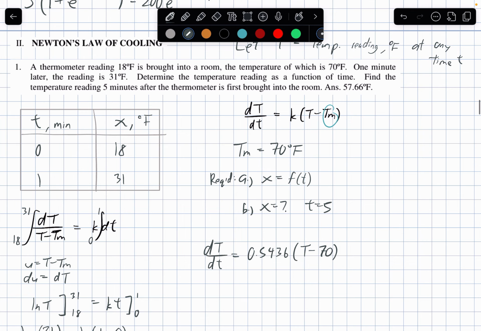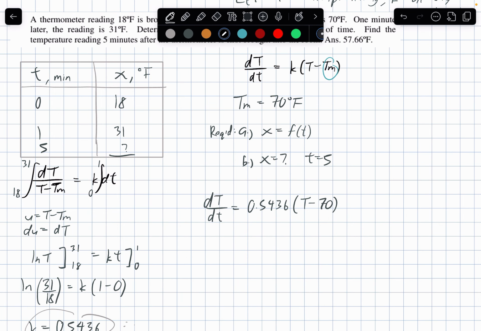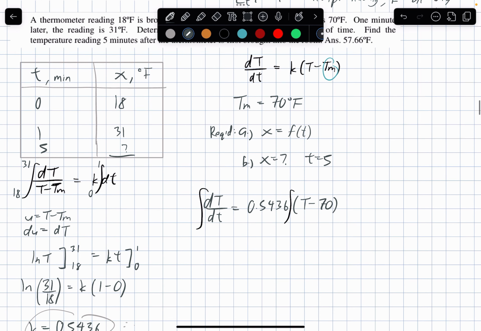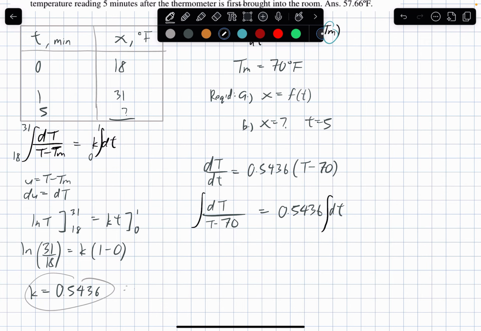So, again, what are we looking at? Find the temperature reading 5 minutes after. Okay, so given that t is 5, we're looking for its corresponding x value. Okay, so we're gonna make use of this. Sorry, where is the dt? Wait, no. We need to reorganize it again. So dT over T minus 70 is equal to 0.5436 dt. Then we put the integral sign.